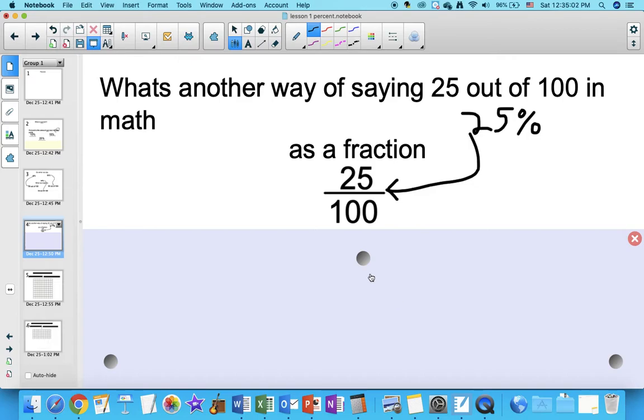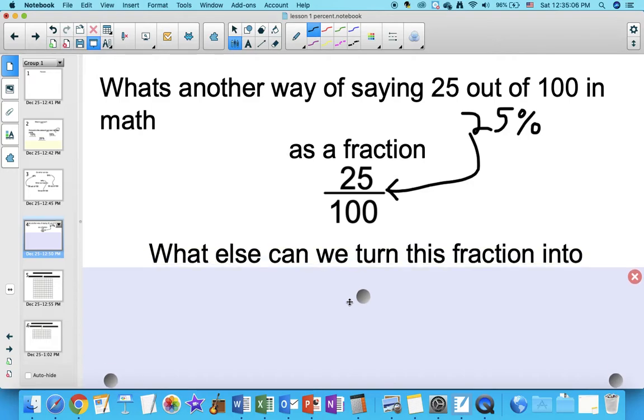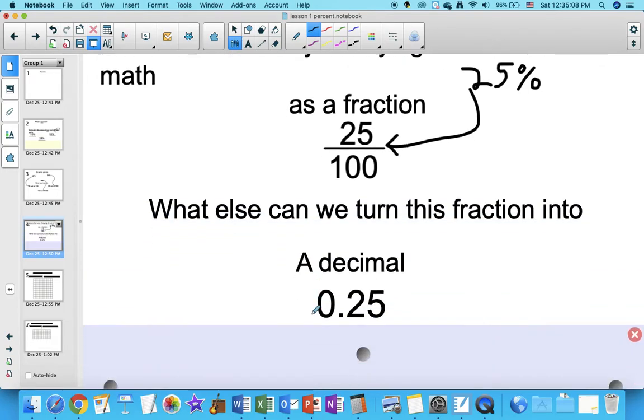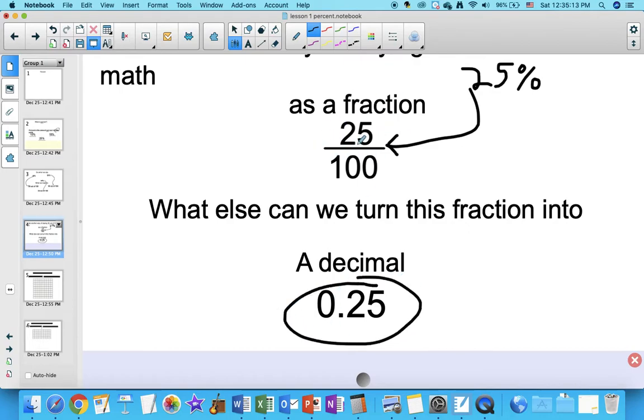Is there something else you can turn this into? Well, again, hopefully you remember this. You can also turn fractions into decimals, right? 25 out of 100 is the same as saying 0.25. So all three of these ways of showing this proportion represent the same amount or the same proportion, right? We have 25%, 25 out of 100, and 0.25. All three of these represent the exact same thing.